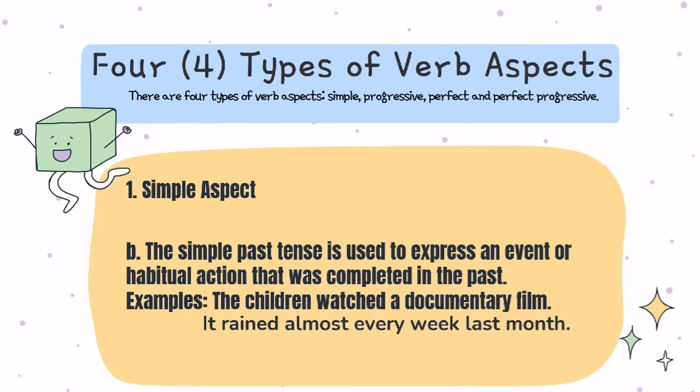Letter B in the simple aspect is the simple past tense. It is used to express an event or habitual action that was completed in the past. Example, the children watched a documentary film. Watched, that is past tense. It rained almost every week last month. So rained means the action was already done. The clue word is last month.